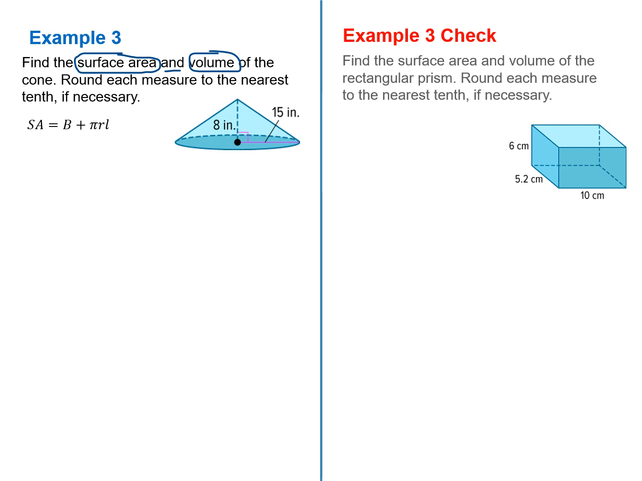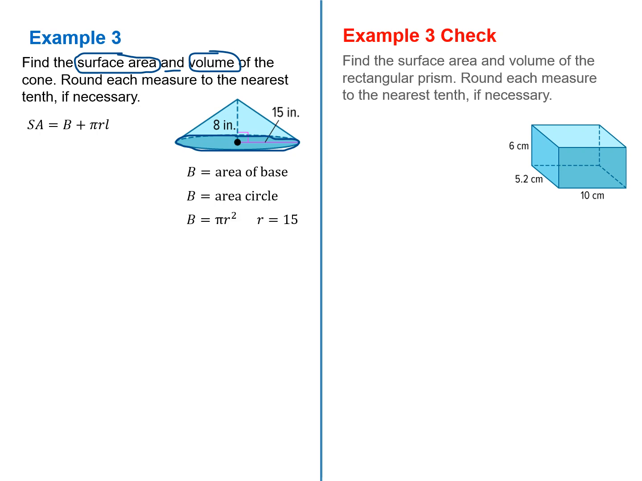Let's solve for the area of the base, the capital B. What is the shape of the base? That's how we determine the area of the base. We need a formula for the shape. Well, this shape is a circle. So now we need the formula for the area of a circle. That's pi times the radius squared. See our circle there? So pi times the radius squared.